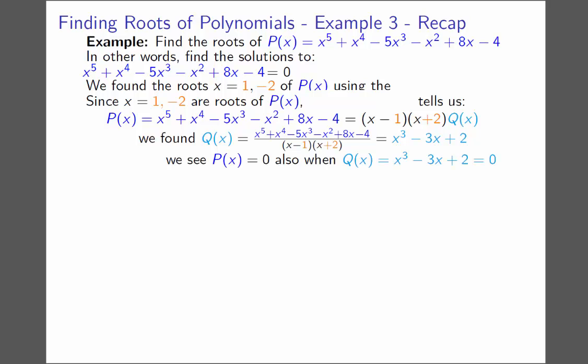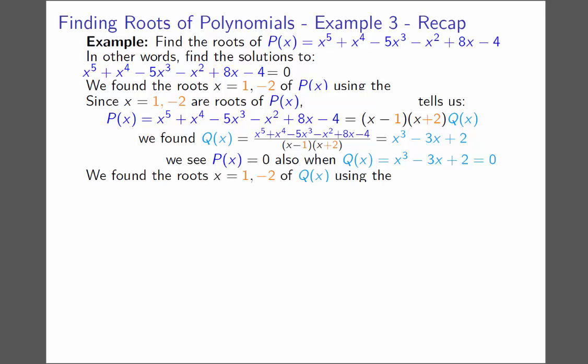Now using the zero product property, we see that p of x is 0 also when q of x is 0. Because if q of x is 0, then p of x is x minus 1 times x plus 2 times 0. So to find when q of x was 0, we had to do the rational root theorem again.